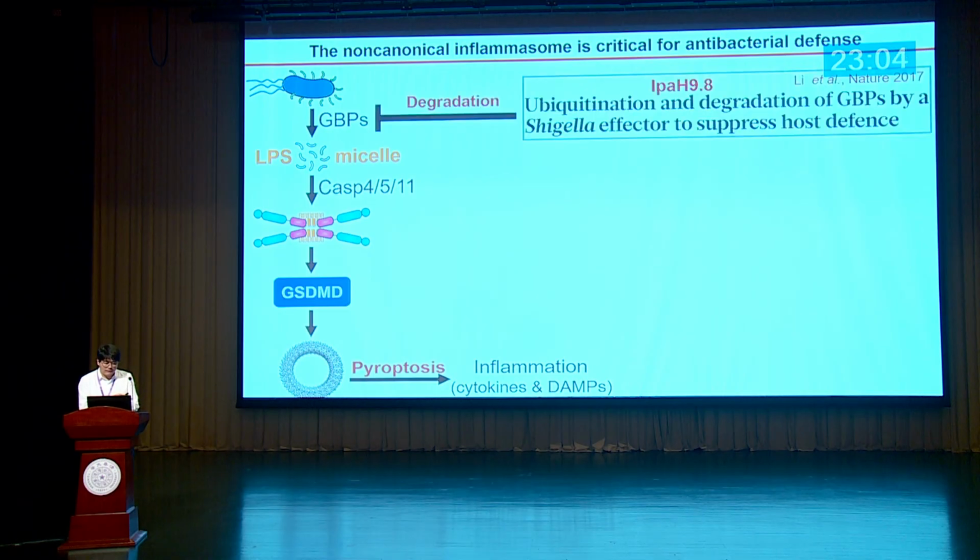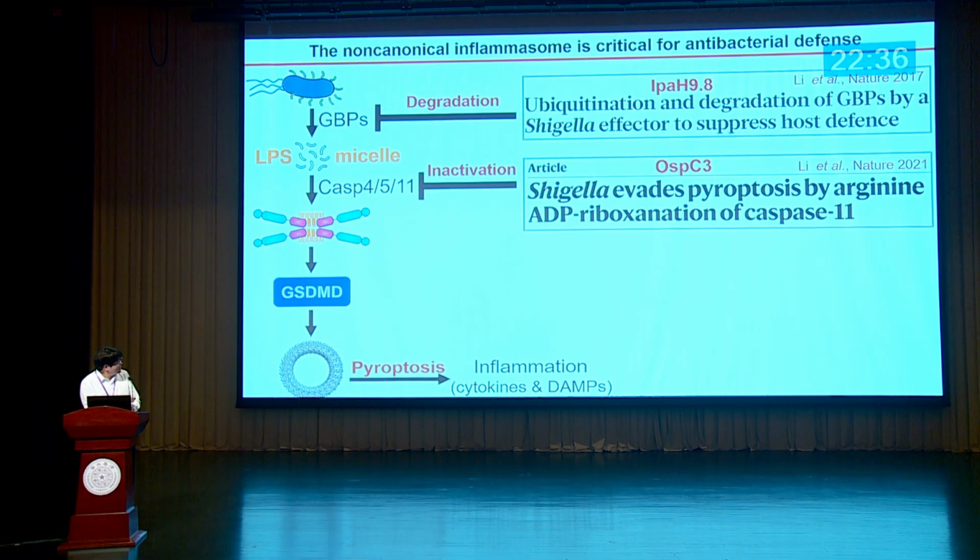For a successful human pathogen, the pathogen will try to deal with this pathway, try to shut it down, or avoid being recognized by it. Quite a few years ago, we showed that Shigella flexneri has a type 3 effector ubiquitin ligase, IpaH9.8, which will catalyze the ubiquitination of GBPs and ship the GBPs to the proteasome for degradation.